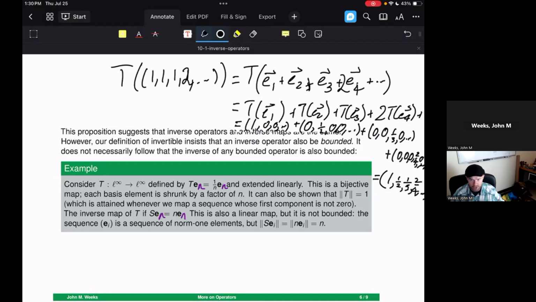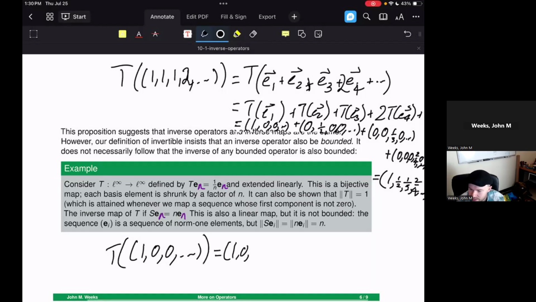It can also be shown that the norm of this operator is equal to 1. Whenever you map a sequence whose first component is not 0 through this map, what you're going to get is that the supremum of the sequence is still going to be equal to 1 for that value. So for example, just mapping through 1, 0, 0, T of this sequence is still going to be itself. And because this is something which has an upper bound of 1, the norm of this sequence is equal to 1. This is the exact same sequence.